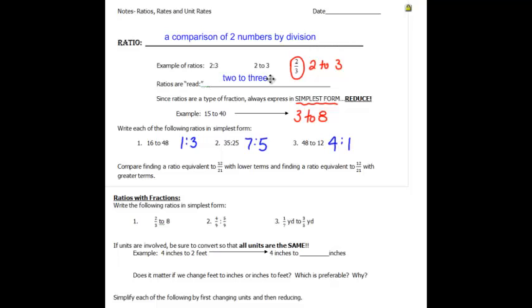Compare finding a ratio equivalent to 12 over 21 with lower terms and equivalent to 12 over 21 with greater terms. So that's just saying, give me an equivalent ratio to 12/21 that's in lower terms, so we could divide each of those by 3 and we would get 4/7, or likewise we could multiply each of those by 3 and I would get 36, and if I multiply that by 3 I get 63. And so we could reduce those also, and you would always come back to the simplest form, which is 4/7 or 4 to 7.